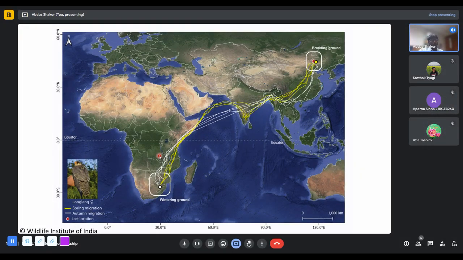As part of this, they satellite tagged a few individuals, and they were tracked for multiple years. This is one such bird that was tracked for almost, I think, 4 seasons or 4 years. Mostly they come into India and then they go into Africa. They don't stay in India for long. So basically they're using India as a stopover site and then going to the wintering grounds.